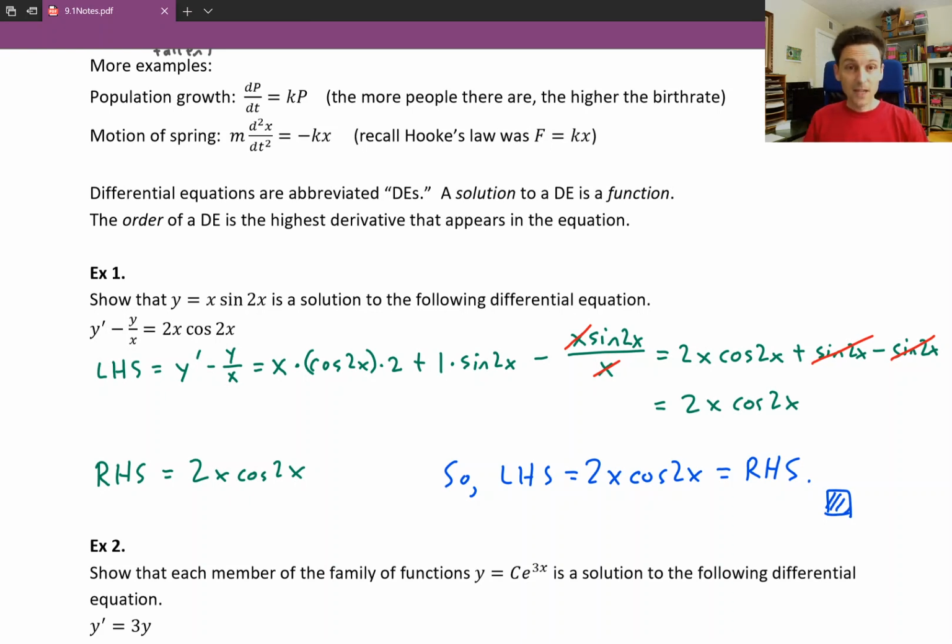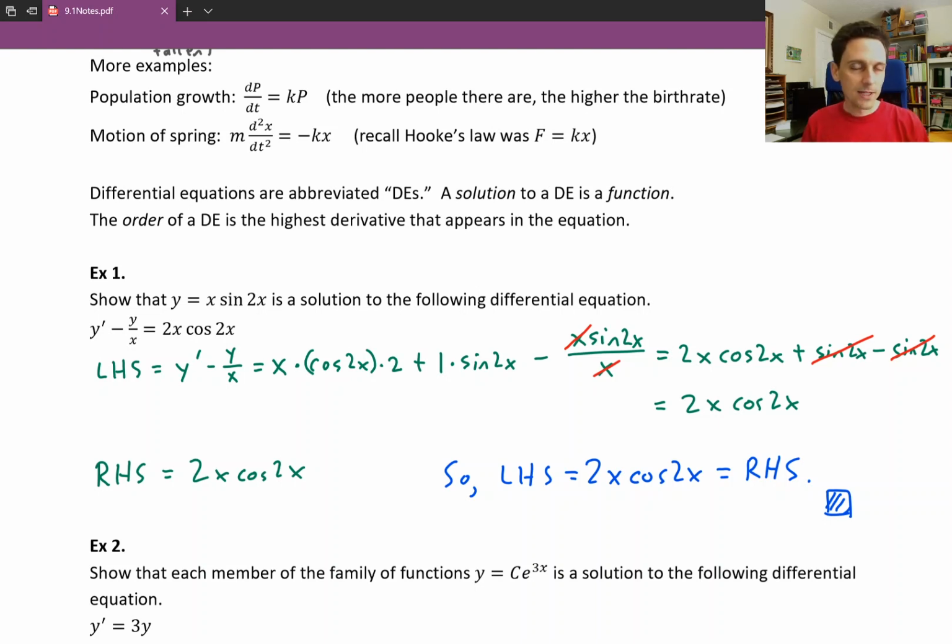In other words, taking this proposed solution and plugging it into the differential equation like we did, you get that the two sides are equal. So we did have a solution. The proposed solution actually was a solution because it made the equation true. It made both sides of the equation equal to each other.